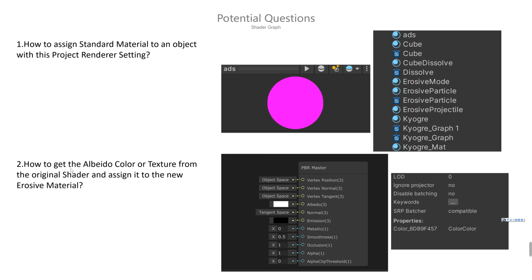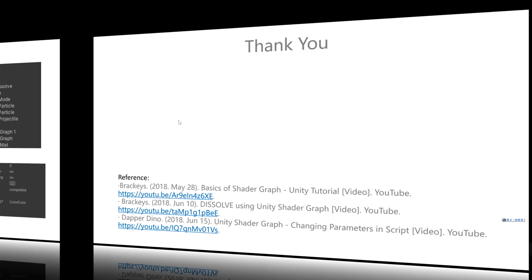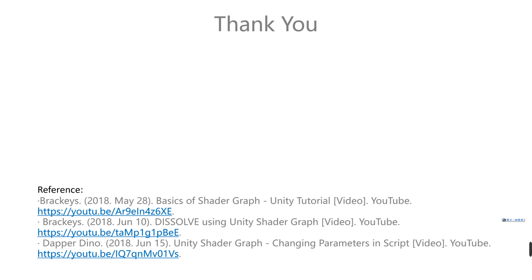And the second one is how to get the albedo color or texture from the original shader and assign it to a new erosive material. Just how to get the albedo color of the current material. I tried to get the color property from the PBR Master, but it always shows it doesn't have that property. Let's keep researching it due to the lack of time. I may do it later. Okay, thank you. That is the presentation.